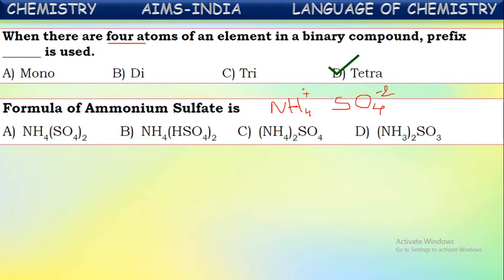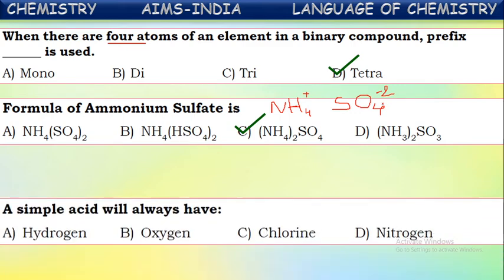By eliminating these symbols, we crisscross these numbers. As this is a polyatomic ion, the number we write after keeping them in the bracket. So (NH4) taken twice, SO4 is written as usual because here we are getting only one. So the formula of ammonium sulfate will be (NH4)2SO4.